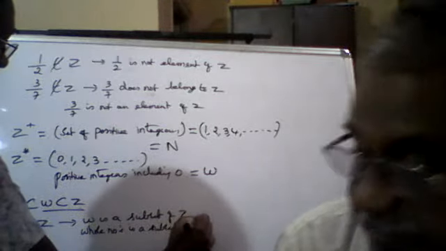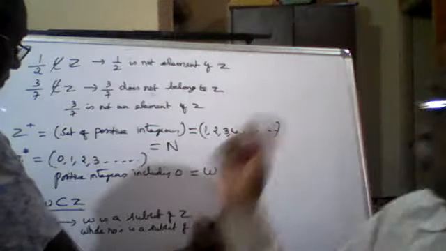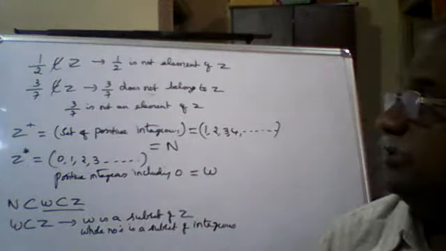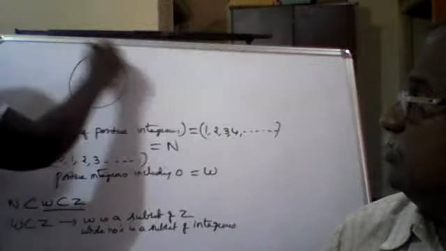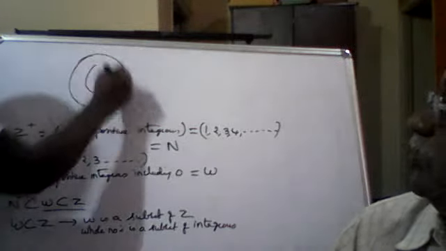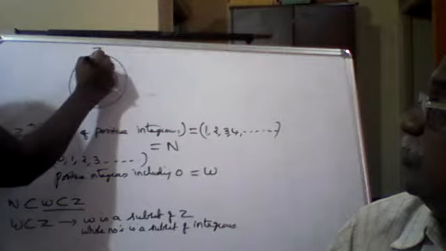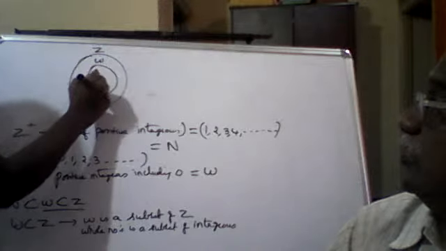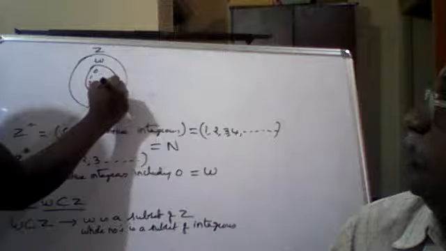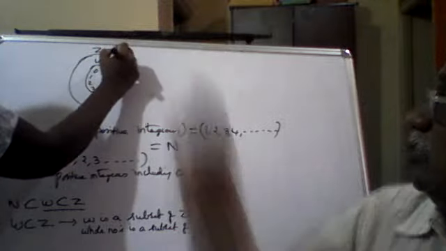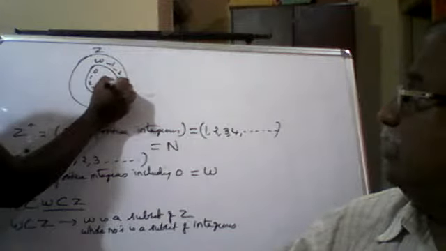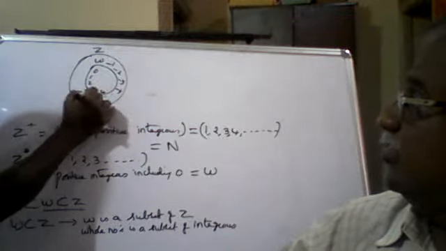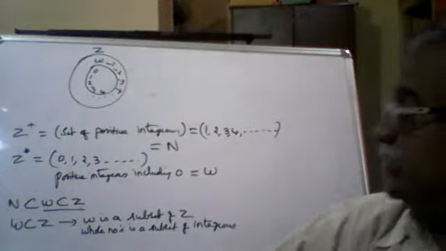Subset of integers. So put two circles. Put Z on the top and W down, and put 0, 1, 2, 3, 4. On top you write -1, -2, inside the curve -1, -2, -3, -4, dot dot dot, -5, etc. So Z is the superset and W is the subset.